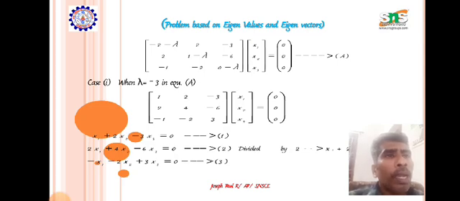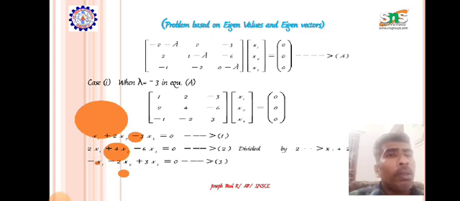So when we substitute, we have (A minus lambda I) times x. The first row is minus 2, minus 1, 2 minus 3; the second row is 2, 1 minus lambda, 6; and the third row is minus 1, minus 2, 0 minus lambda, by solving (A minus lambda I) times x1, x2, x3.